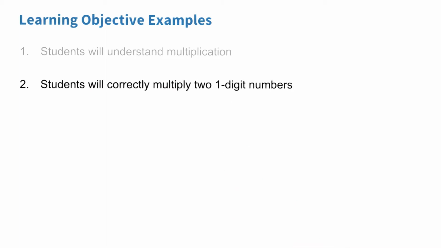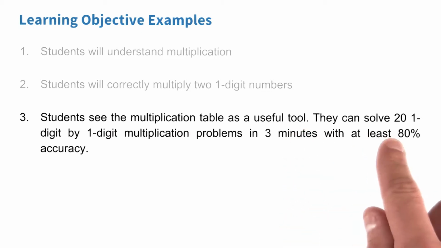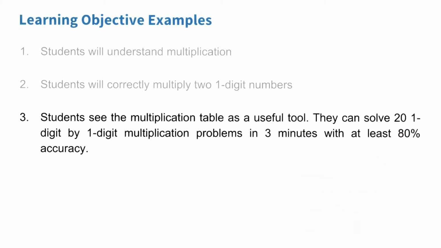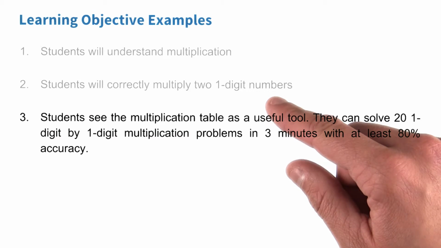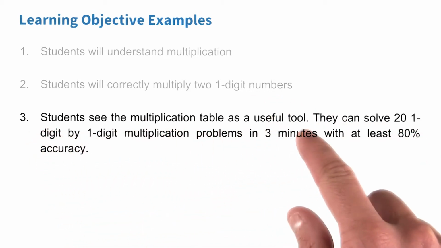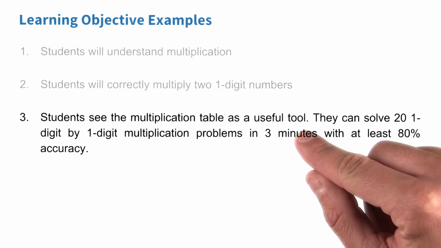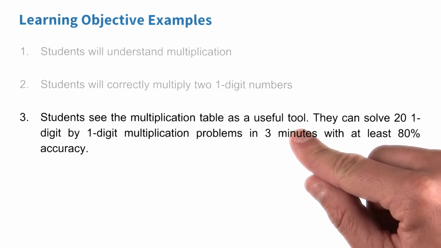Let's look at another learning objective. Students see the multiplication table as a useful tool, and they solve a certain number of problems in a certain amount of time, with a certain amount of accuracy. You know, you could actually argue that this is worse than the previous learning objective. While this last one didn't give me any insight into what the student's new perspective would be, this one does. They see the multiplication table as a useful tool, but it actually specifically is articulating a terrible perspective to have. Yes, maybe it is a useful tool, but that's not what we want to change in their brain.